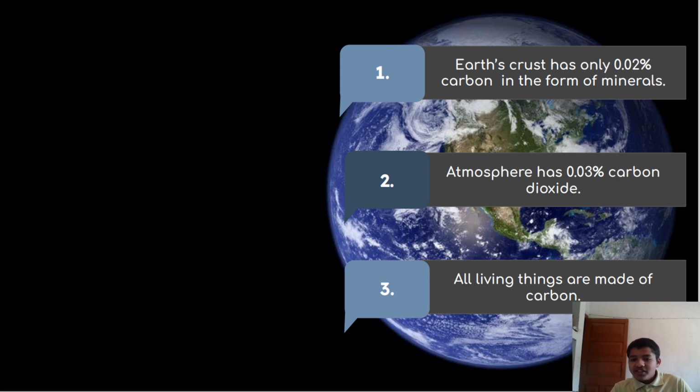Earth's crust has 0.02% of carbon in the form of minerals. In our Earth's crust, carbon is present at only 0.02%. Can you see how little carbon is present in our Earth's crust? That is also in the form of minerals.